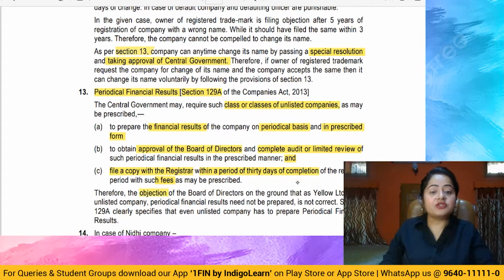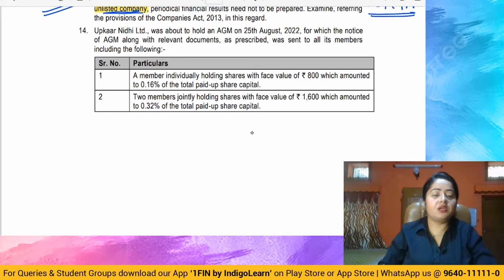Therefore, the objection of the board of directors is that this company is an unlisted company. It does not need to file periodic financial results. This contention is not correct. Okay. Moving on to the next question.